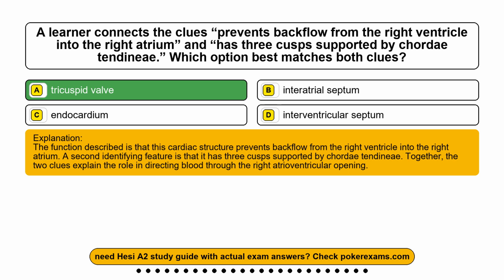The function described is that this cardiac structure prevents backflow from the right ventricle into the right atrium. A second identifying feature is that it has 3 cusps supported by chordae tendineae. Together, the 2 clues explain the role in directing blood through the right atrioventricular opening.